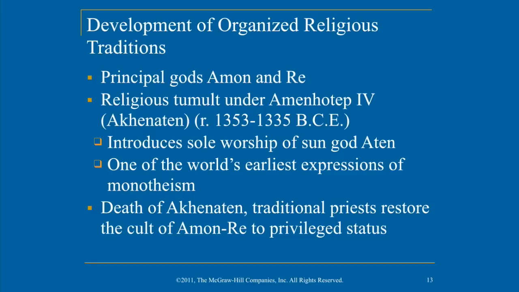Next is development of organized religious tradition. The principal gods of the area were Amun and Re, or Ra, as I always learned him in school, but same idea. Both represent the sun, and both were worshipped equally as gods, but they were the chief gods amongst many other gods, and so there was a polytheism to their religious tradition.